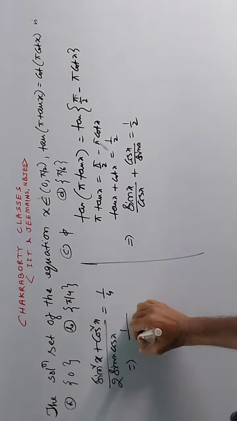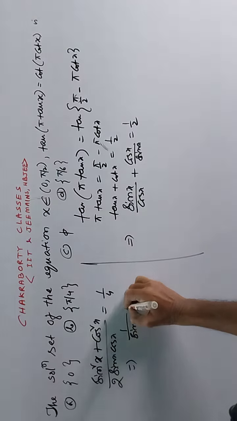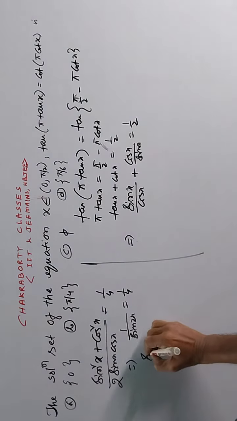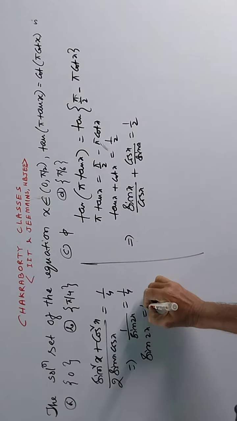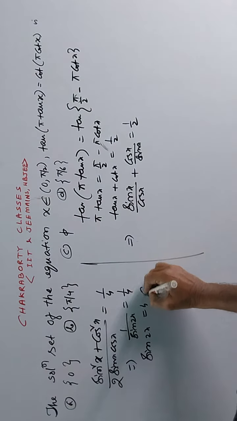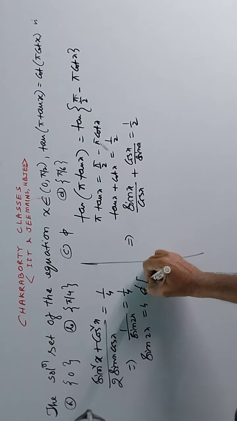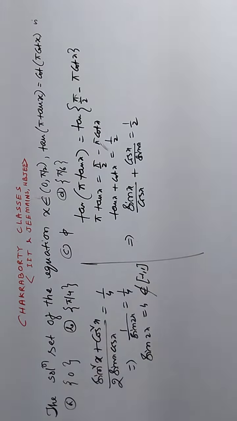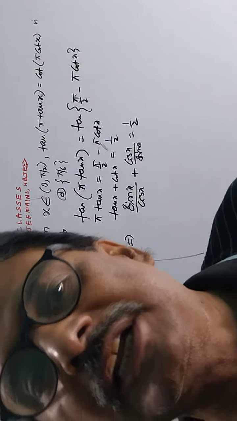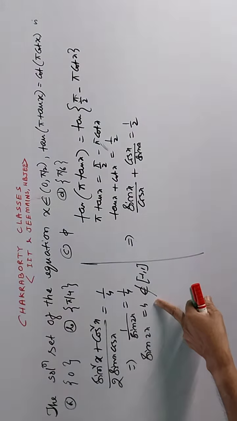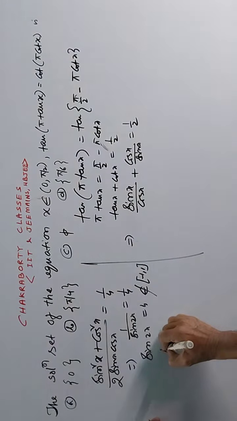So 2 by sin 2x equals 1 by 2, giving sin 2x equal to 4. That is not possible, as it does not belong to minus 1 to 1. The maximum value of sin 2x is 1 and the minimum value is minus 1. So there is no solution.